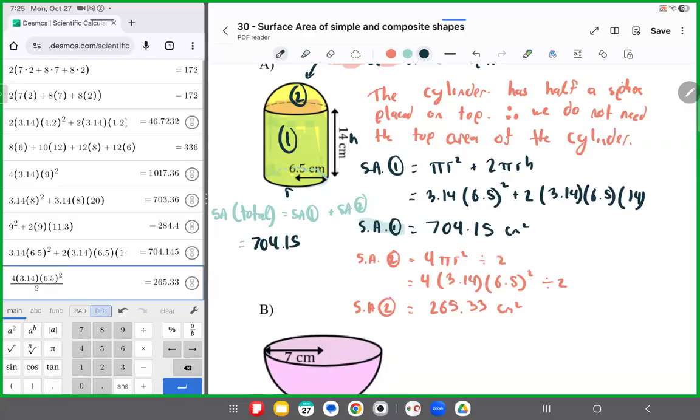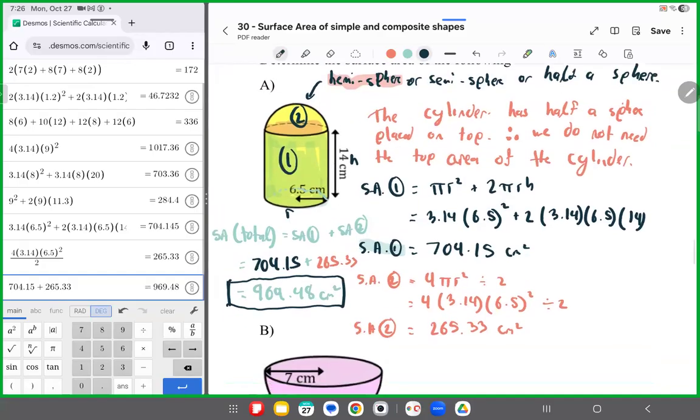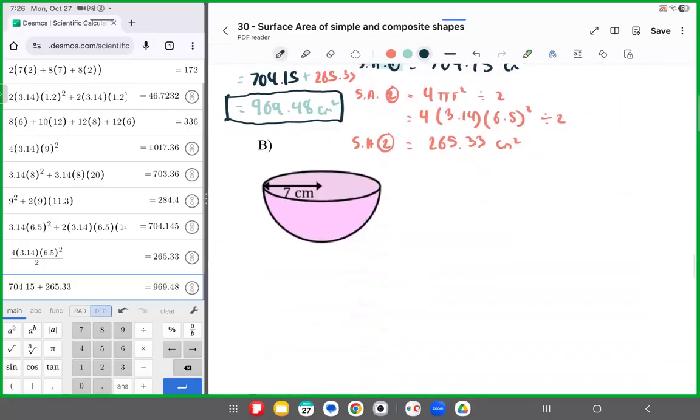704.15 plus this 265.33. And if we add those together, so 704.15 plus 265.33, we get a total surface area of 969.48, and these are going to be in centimeters squared. So we'll go ahead and box this as our answer. So again, relatively straightforward, but can be confusing on occasion. Okay, let us continue on.